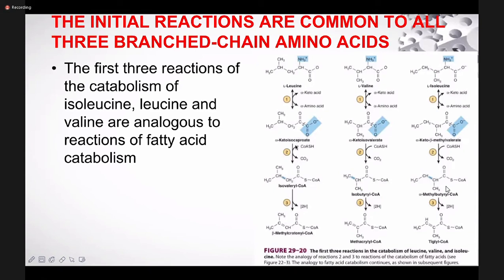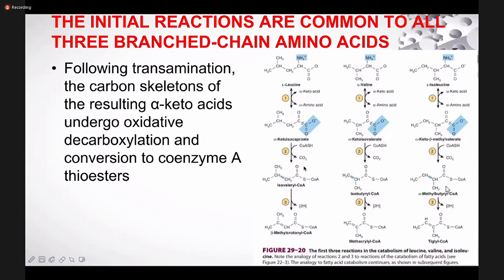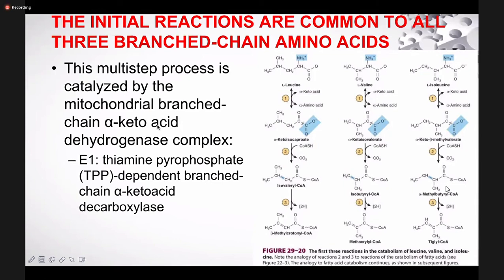And conversion to coenzyme A thioesters. So it starts with transamination, then followed by oxidative decarboxylation to form these coenzyme A thioesters. This multi-step process is catalyzed by the mitochondrial branched-chain alpha keto acid dehydrogenase complex. So this is actually catalyzed by the alpha keto acid dehydrogenase complex, and it has 5 components.